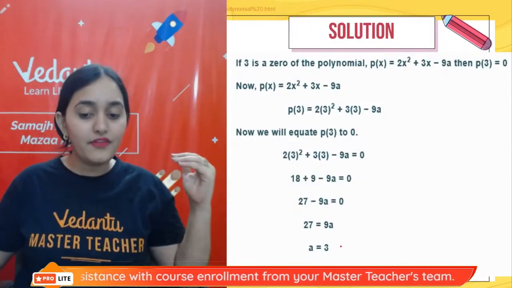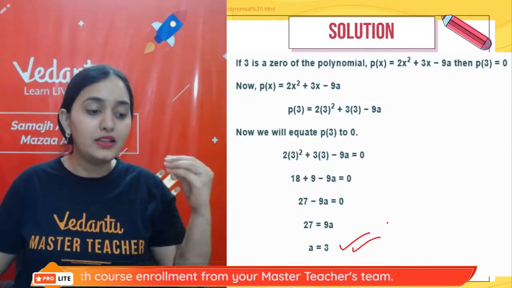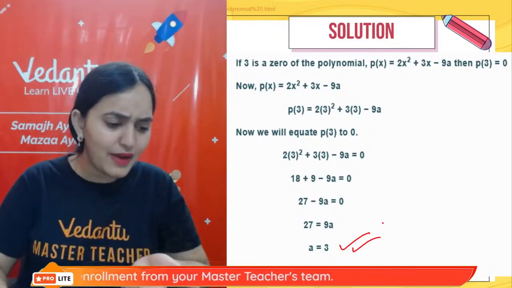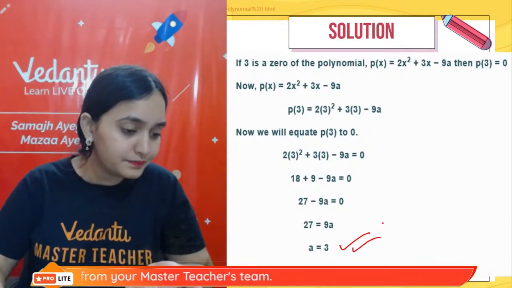So, what is the value of A? The value of A will be 3, 27 upon 9. Easy question. All of you can do it.